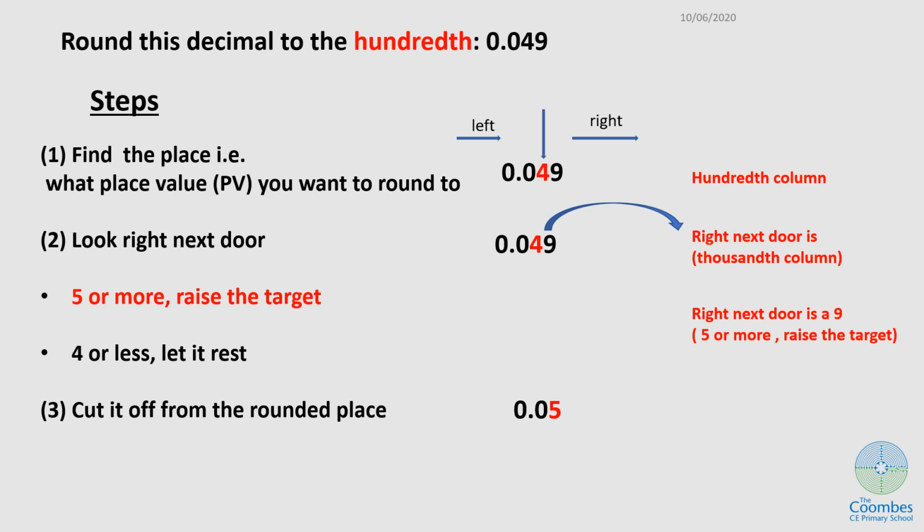My next step is look right next door. Now, this is my target, and if I look to the right, it's a 9. And now I'm asking myself, which of these will I use? Obviously, it is 5 or more. So when it's 5 or more, you raise the target. So I'm going to raise the target by 1. It becomes 0.05. And I cut it off. I don't put a 0 at the end here.